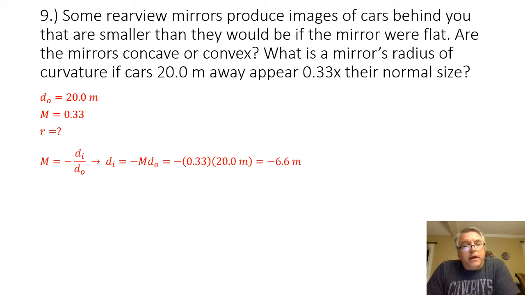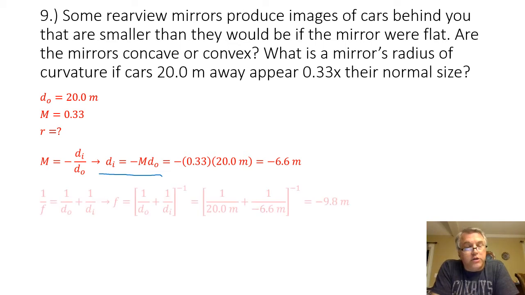So, using the magnification equation to solve for the image distance as we've done previously, I know that the image distance is going to be equal to the negative of the magnification times the object distance. So, plugging my values for magnification and object distance into this equation will give me an image distance of negative 6.6 meters.